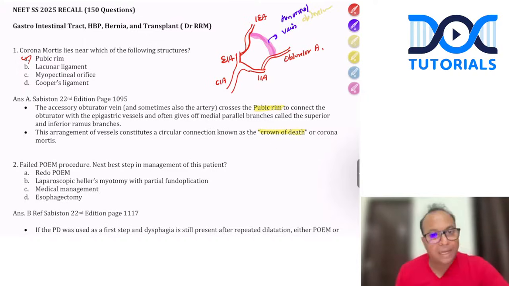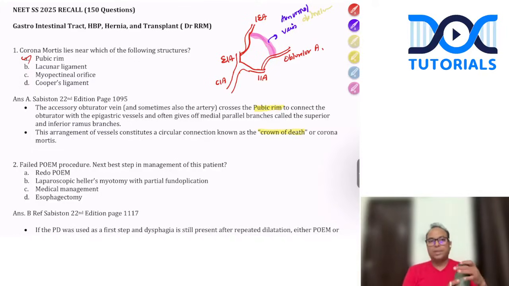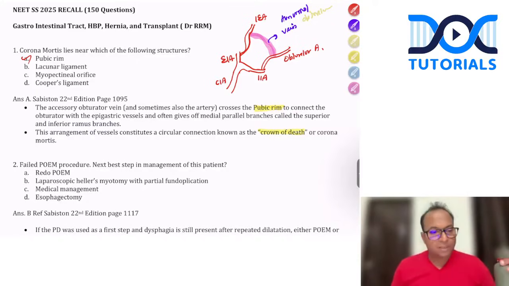See, this is a direct question from Bailey and Love, page number 1095. I have put all the question references also. So there is no controversy in the entire discussion. Every question is taken directly from either Sabiston or Bailey. So just see the questions. Most of them are from Bailey and Love and Sabiston.